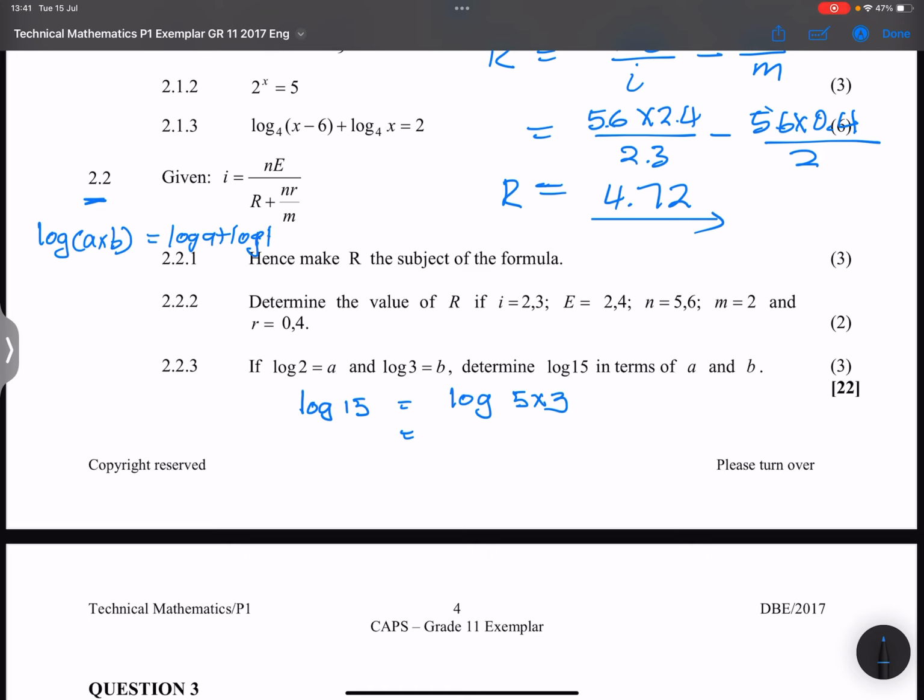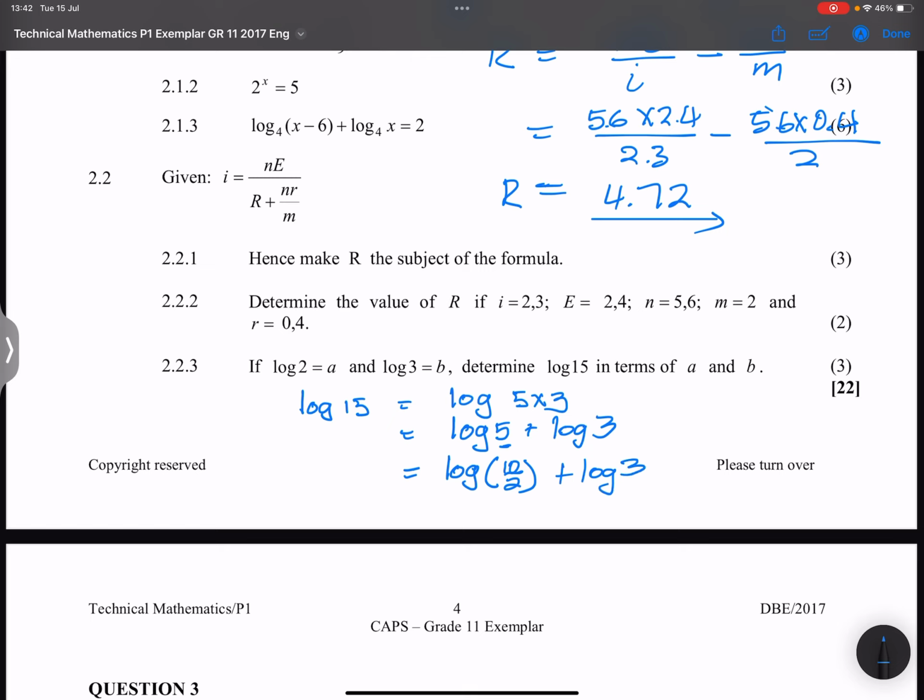Okay, right. And of course, notwithstanding that a and b represent something different this time, I've got log 5 plus the log of 3. And I already know that log of 3 is b. But now how can I express this 5 as something that is in terms of 2 and 3? Now remember that log of 5 is actually log of 10 divided by 2, okay? Plus the log of 3.